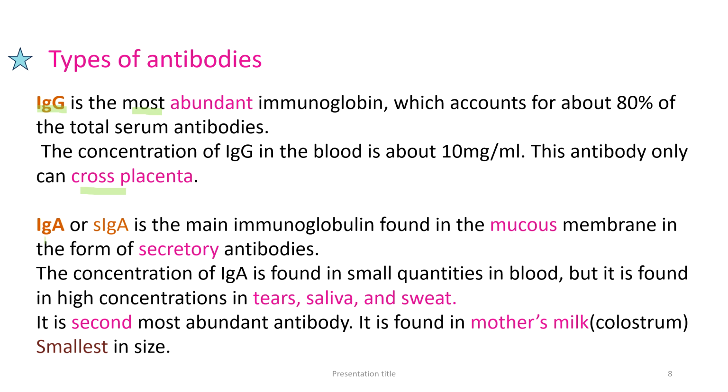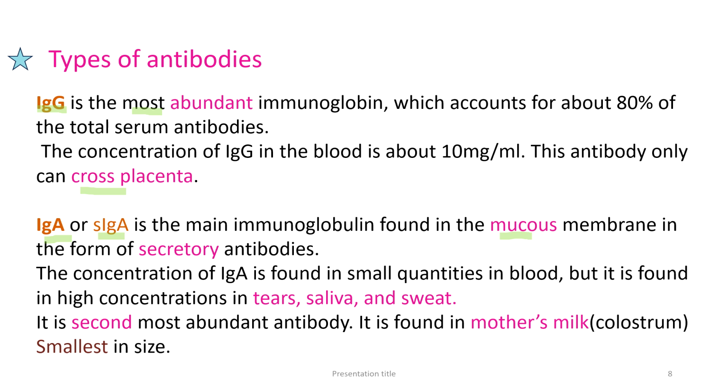The next class is IgA or secretory IgA. Here S stands for secretory, as it can be secreted in body fluids due to its small size and it can be soluble in fluids. It is the main immunoglobulin found in mucous membrane in the form of secretory antibodies. So it can be found in the mucous membrane of the respiratory, intestinal and urogenital tract.